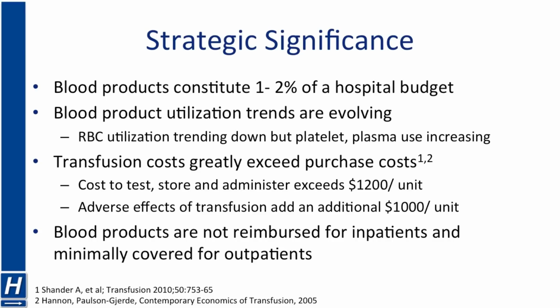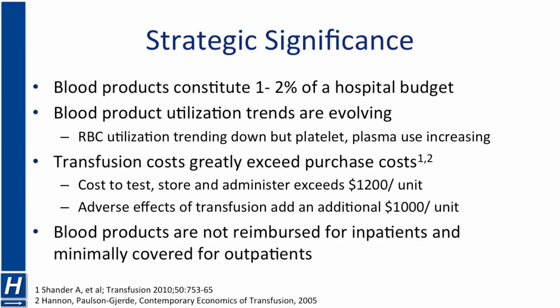Continuing with the conversation about why we should be focusing on blood utilization as a target, we should talk about the strategic significance. In other words, what's the administrative buy-in to focus on this particular area? And while blood products only constitute perhaps 1 to 2% of a hospital's budget, if you have a large hospital budget, that's a large number. We do know that blood utilization trends are evolving. For the most part, at least globally, we are seeing reductions in red cell utilization, but many hospitals are still struggling with platelets, plasma, and other coagulants.